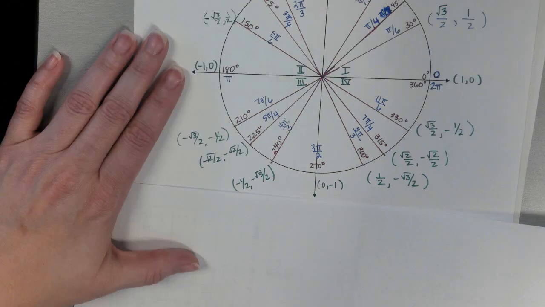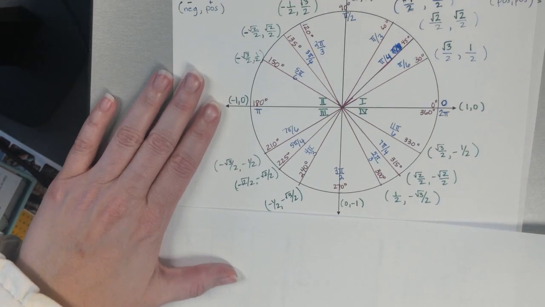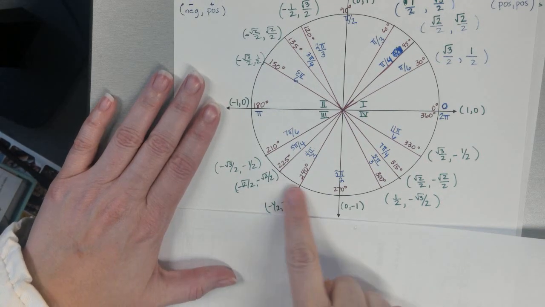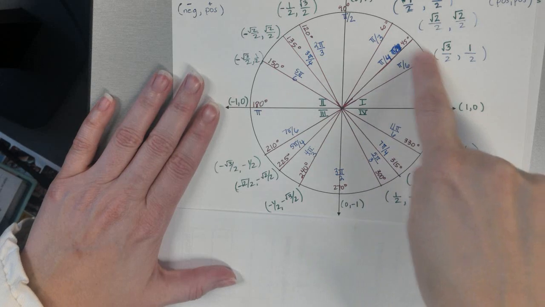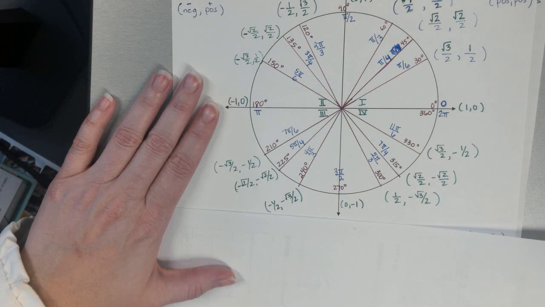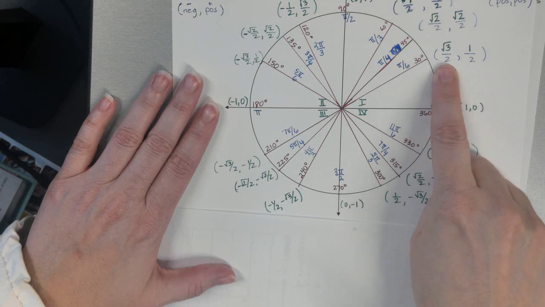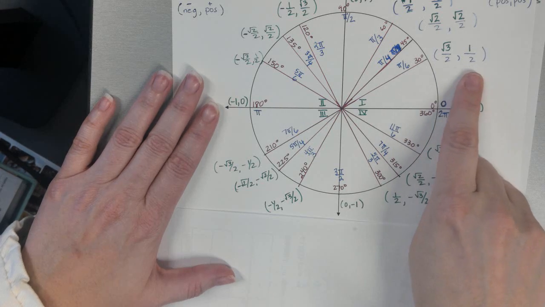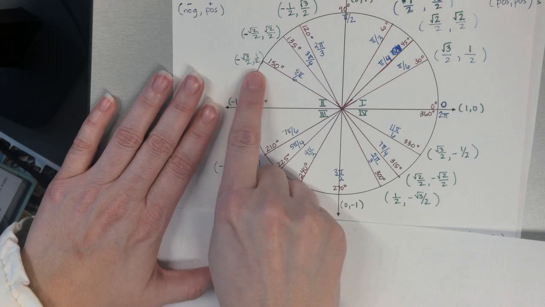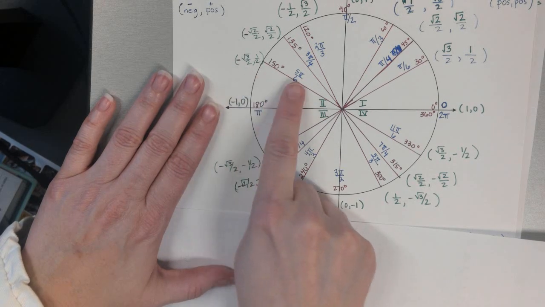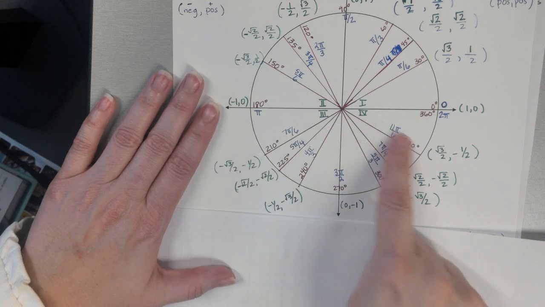Are there any other patterns you guys noticed besides the reflections? Like you could do a reflection over y, a reflection over x. Yeah, so if it ends in pi over 6, you should always have this order, right? The root 3 over 2, the 1/2, and this one's negative root 3 over 2, 1/2. So if it's pi over 6, it's always that order.